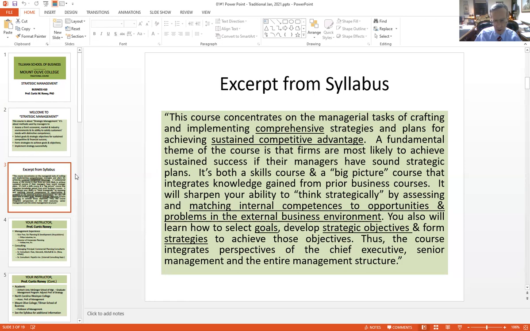What we're looking for is maybe not the 2 decades of strategic advantage, but maybe 3 or 4 years anyway. So it's all about matching those internal competences to opportunities and problems in the external environment, and then selecting goals, strategic objectives, and strategies, as I just mentioned. So this is it. This is the essence of the course.